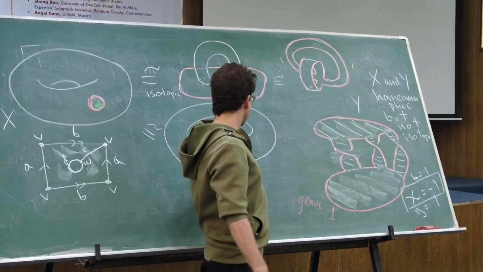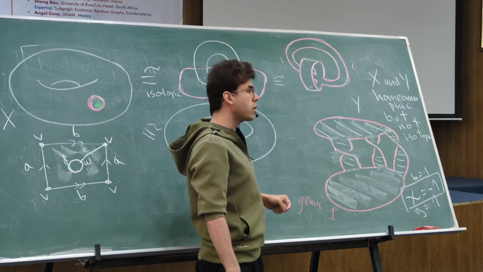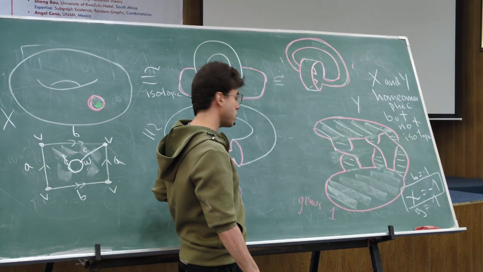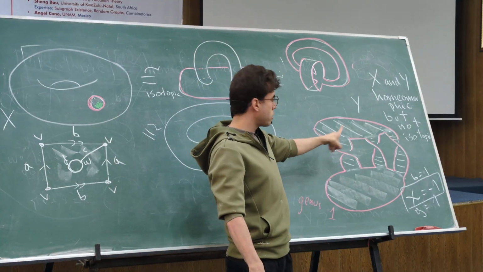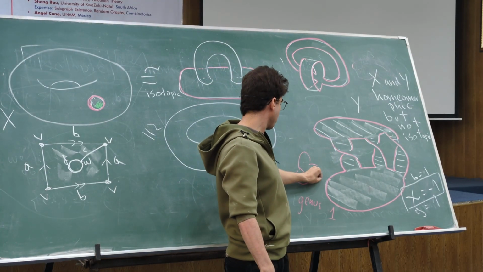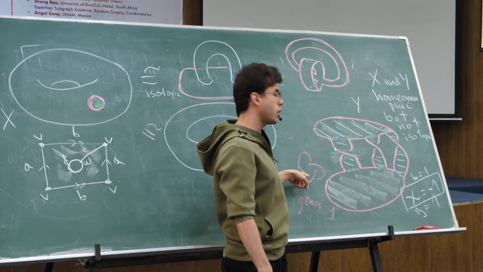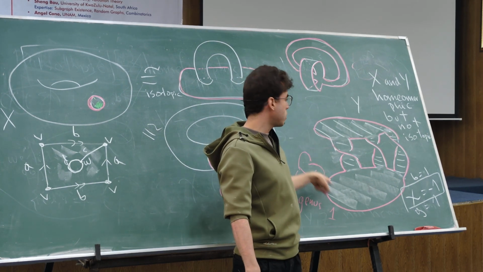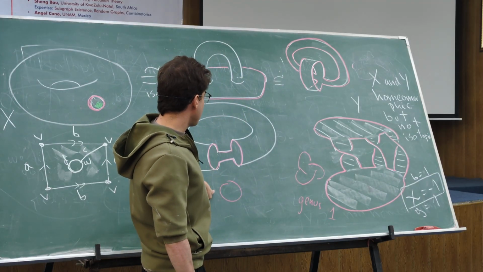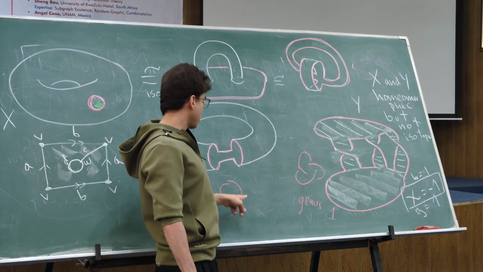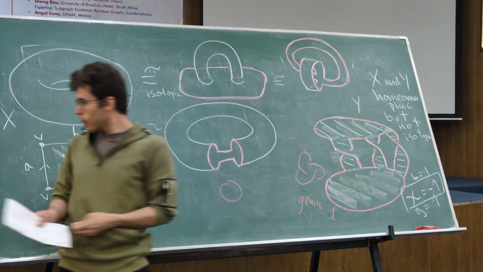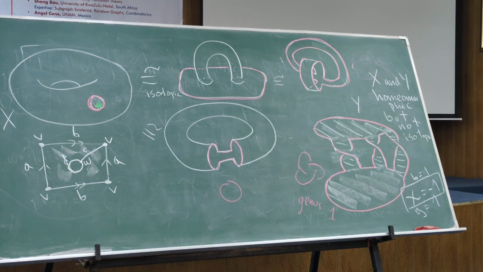But these are not isotopic. And the reason is that the boundary here is always like this, while the boundary here is complicated. It is a nontrivial knot. That is the reason why they are not isotopic, because this knot and this knot are not the same. Any question or comment?